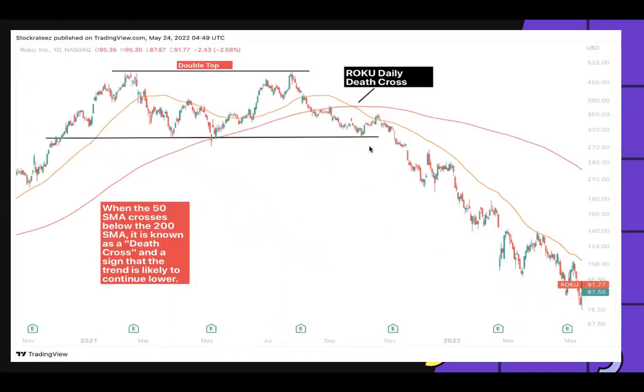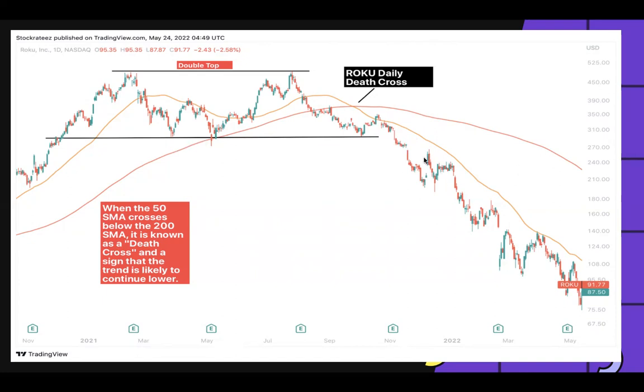All right, here's our Roku death cross. We don't really want to get involved anywhere in here. But once we get the death cross right here, we pull back to the 50. Then we can take a stab at a short entry. We can maybe take some profits here, or when it breaks below the support, maybe we could even add.